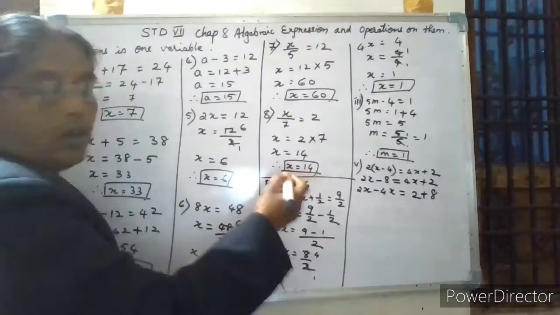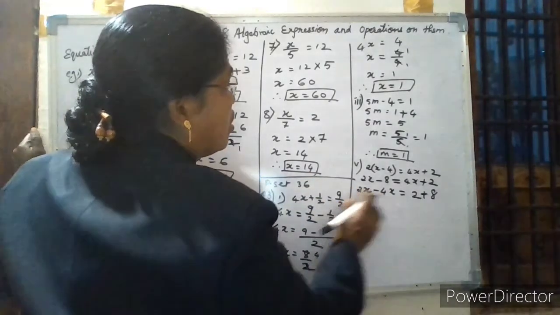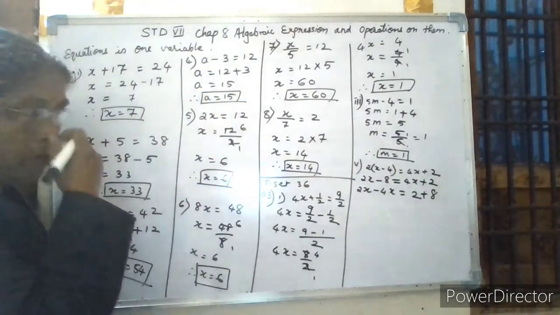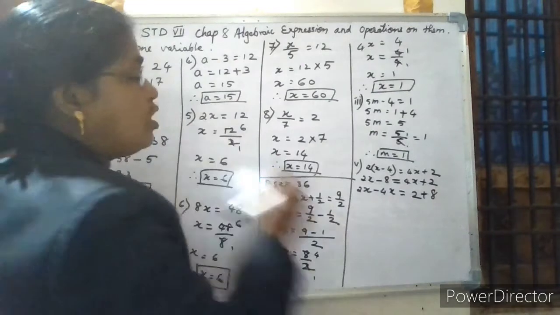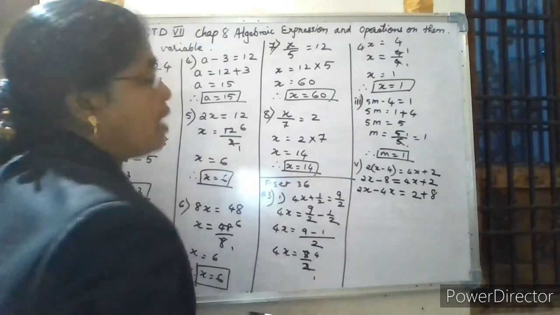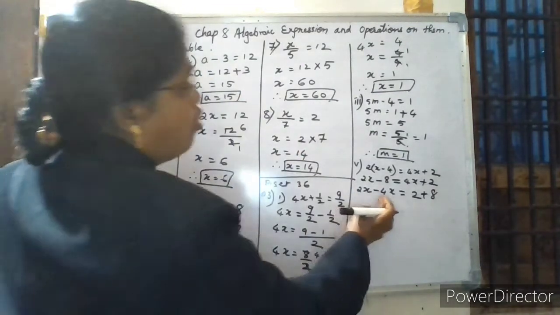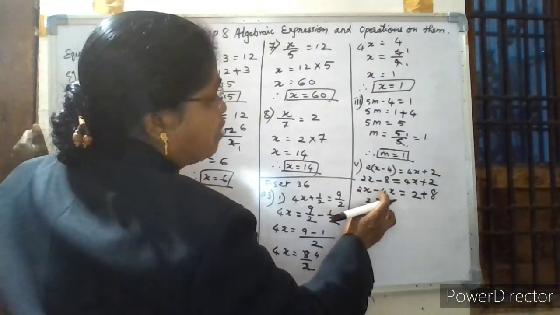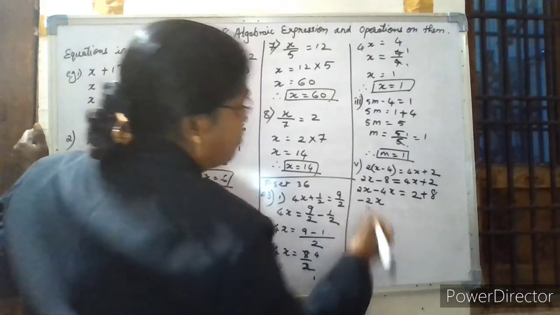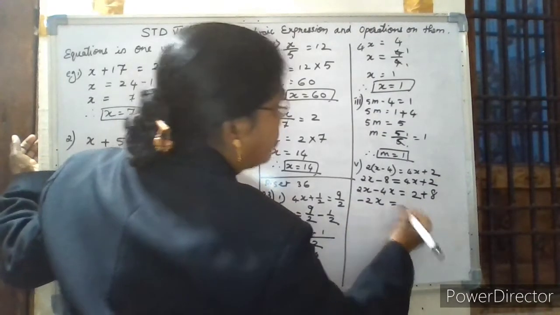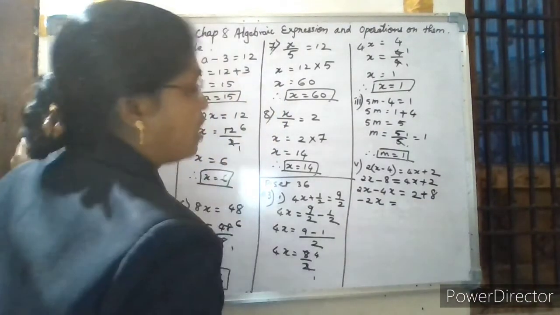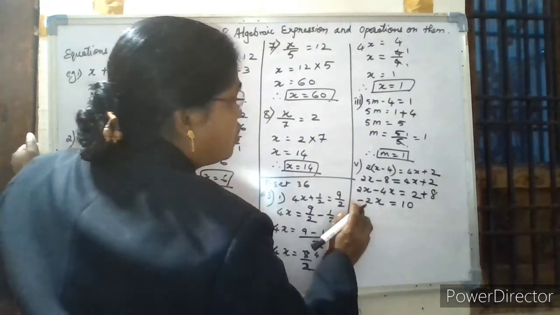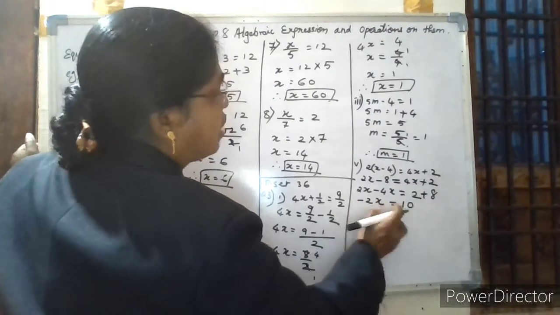Now here, see, this is plus 2x and this is minus 4x. Use the rules of integers. Both numbers have different signs, so subtract them and put the sign of the greater number. 4 minus 2 is 2, so we get 2x. But the sign of the greater number, that is 4, is minus, so it will have a minus sign. This is equal to 2 plus 8, which is 10. Now minus 2 into x is equal to 10.